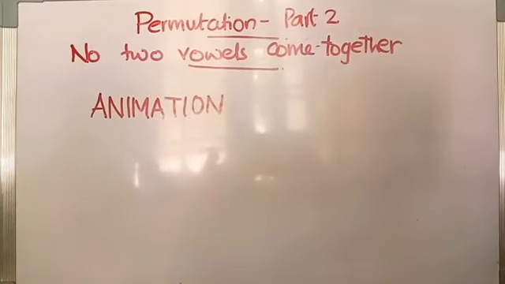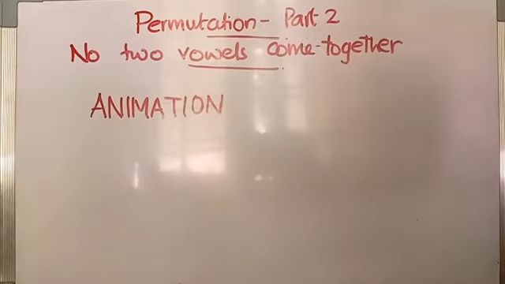Next type is no two vowels come together. See, vowels is just an example as we are discussing words, and it can be used even in practical problems like number of men, women, boys, girls, etc. The only difference in practical problems and word problems is that in word problems the repeated letters are identical, but in practical situations they are non-identical, meaning they are different objects that we have to identify. So in this case, no two vowels come together.